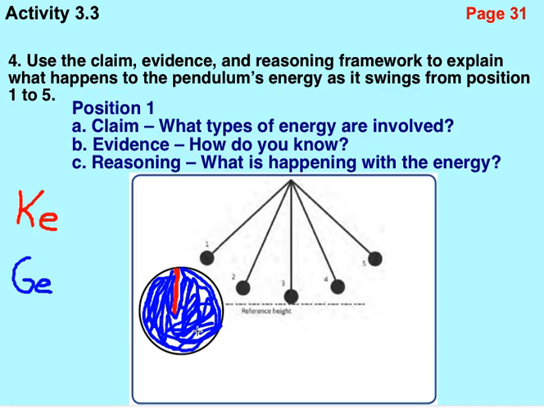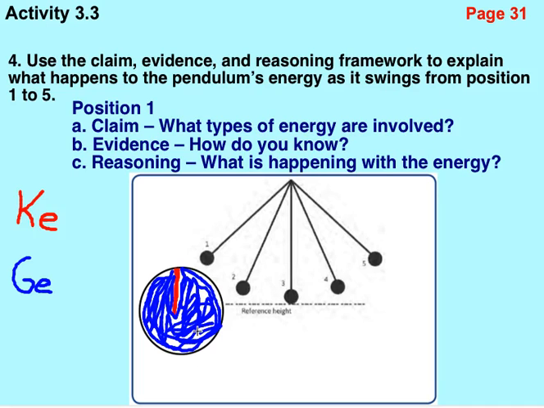So now, what you have to do, if you look on page 31 at the top for position 1, it says claim. What types of energy are involved? This is where you'd write a claim. And for this, let's do this one together. What would the claim be? What types of energy are involved? Well, you would say that most of the energy is GE, but since the ball was just released, there is a small amount of KE.